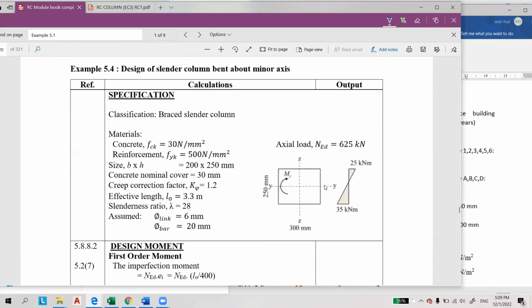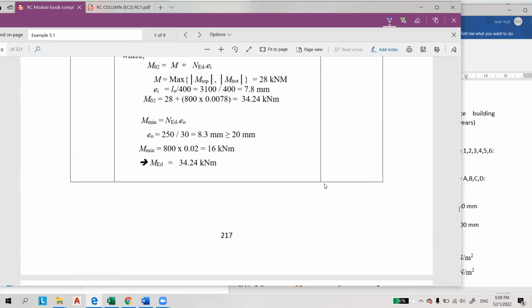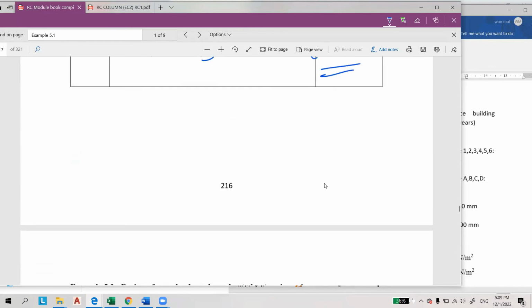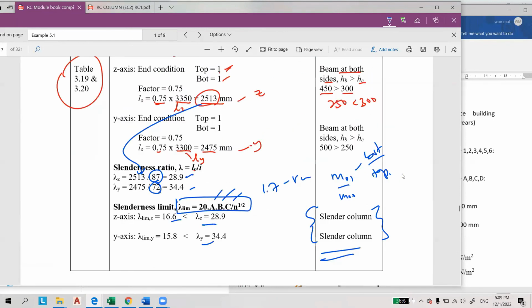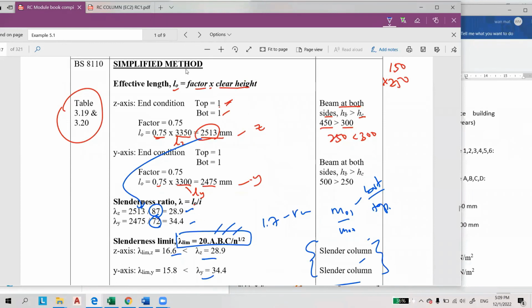You can refer to the video for your revision. Please, you must be able to determine whether the column is slender or not. And for your project you can use this method.